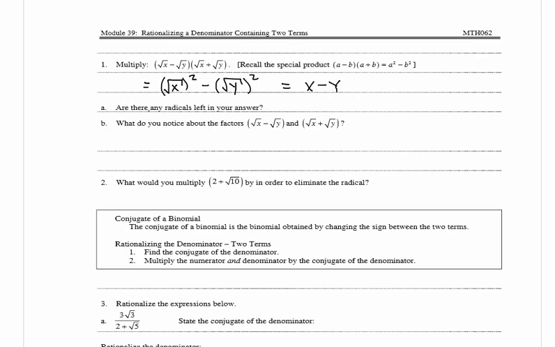And then it asks, are there any radicals left in your answer? And we can see that there's not, so no. In B, it says, what do you notice about the factors the square root of x minus the square root of y and the square root of x plus the square root of y? And we have the same terms and opposite signs.